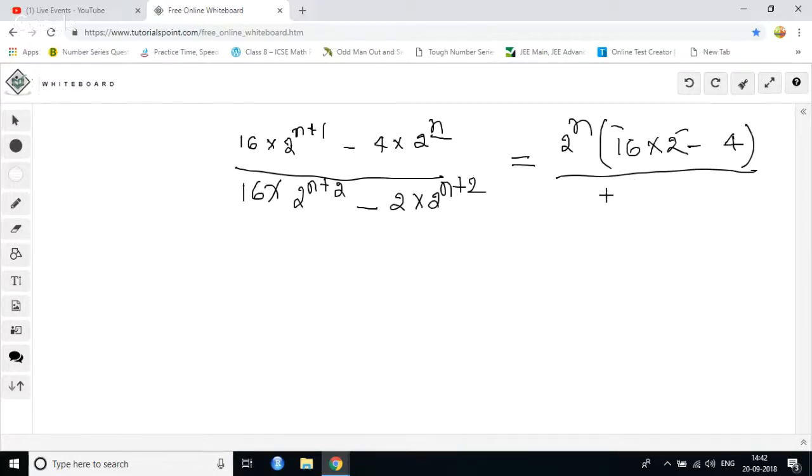Now what should I take out from the denominator? 2 to the power n plus 2 or 2 to the power 2n? In this case, I will take out 2 to the power n common. Why? Because I already have 2 to the power n in the numerator. So if you take out 2 to the power n common from here, that would be 16, and out of n plus 2 you have taken out n common, so 2 square, which is 4, would be left out here. Again, out of n plus 2 you have taken out n common, so 2 square into 2, which is 8, would be left out here. 2 to the power n and 2 to the power n get cancelled out.